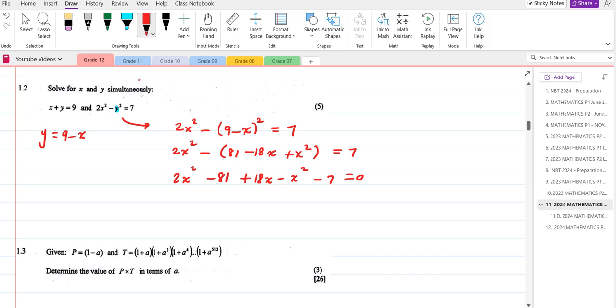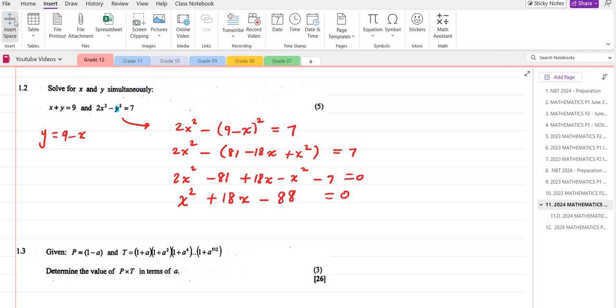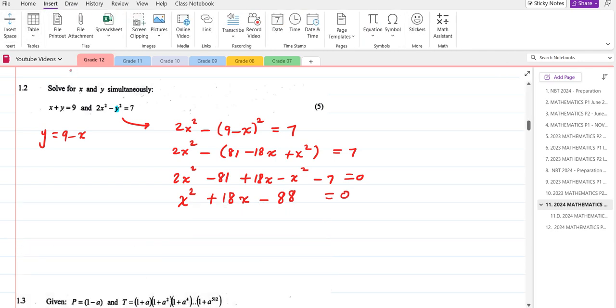Where did we get the minus 7 from? From the right hand side. Bring it over. Now 2x squared minus x squared is x squared, 18x, right, and minus 81 minus 7 is minus 88 is equal to 0. Now we can see that this here clearly factorizes, because 11 times 8 is 88, so we're going to write x here and x here is equal to 0.